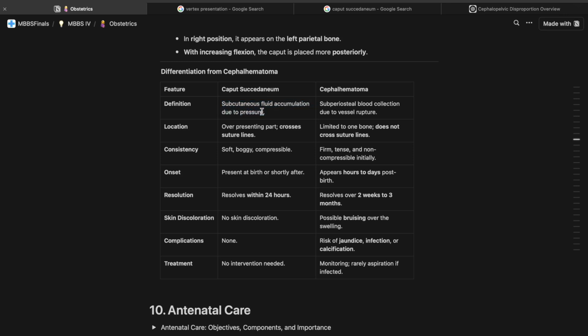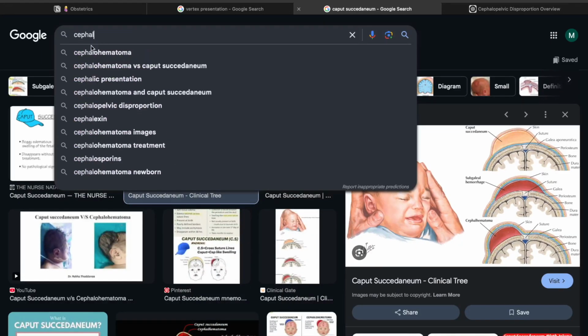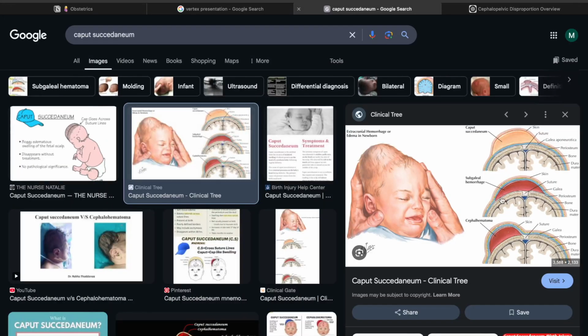Caput is a subcutaneous fluid accumulation due to pressure. Cephalhematoma is subperiosteal, beneath the periosteum, a blood collection due to vessel rupture. Location: caput is over the presenting part and crosses the sutures. We'll see an image of cephalhematoma. Yeah, here it is. See, it doesn't cross the suture lines, it's under the periosteum, so a white line over the red color.